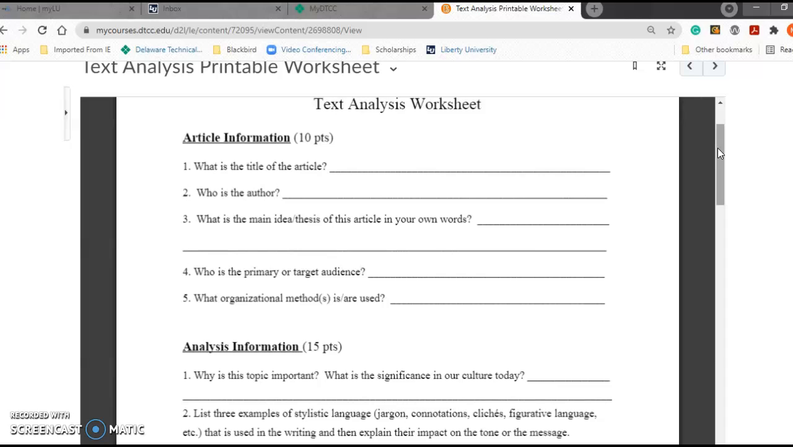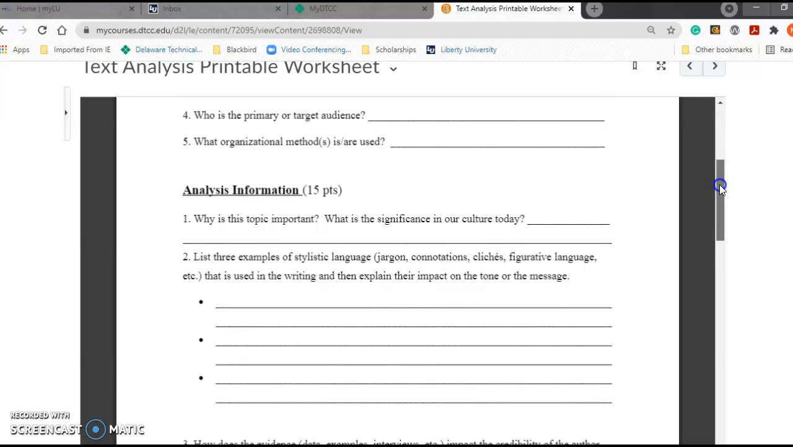So the early questions are just basic questions about the article: title, author, main idea, primary target audience, and an organizational method. So like, are they using paragraphs, bullet points? Are they using a specific paragraph style, like compare in one and contrast in the other, or compare and contrast in both? Are they using a listing format, like they're listing the problems in order? Are they using a summary technique, a narrative? Is there a chronological feel to it? You know, that kind of stuff.